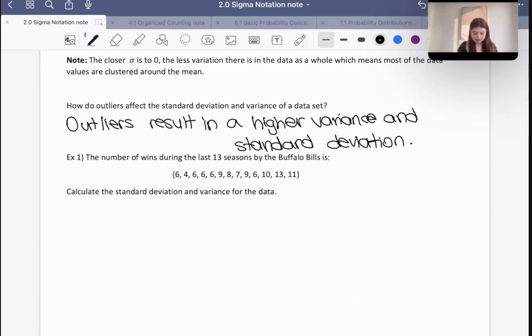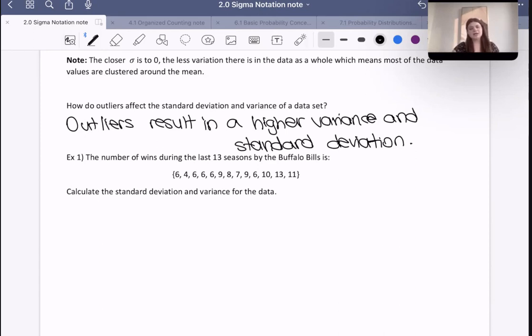All right. The number of wins during the last 13 seasons by the Buffalo Bills are these values. Calculate the standard deviation and variance of the data set. To do that, there are multiple steps here. First, we need to find the mean. My first question is, would this be a sample mean or a population mean?